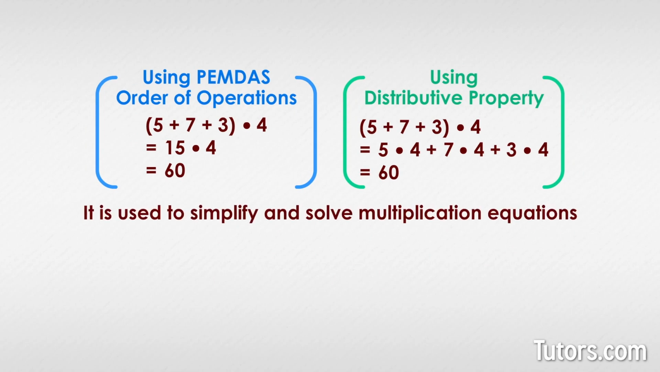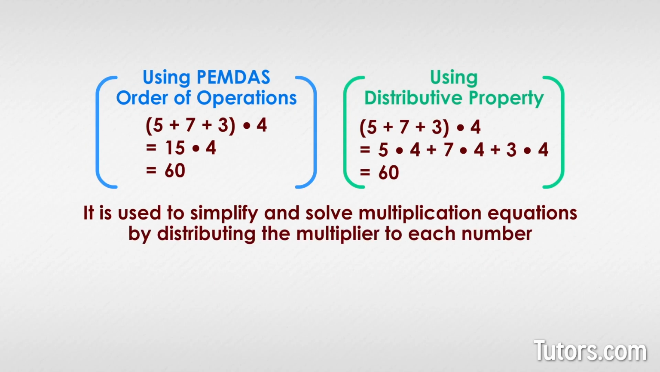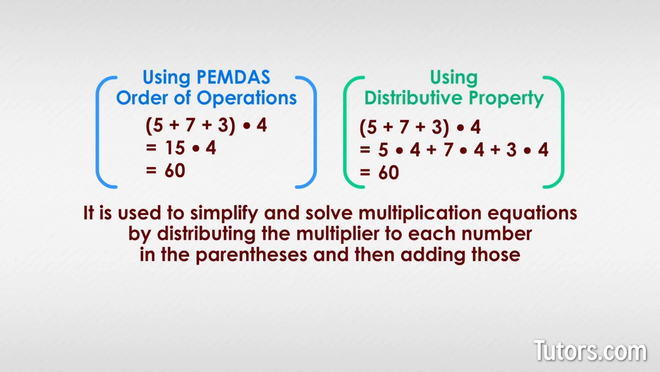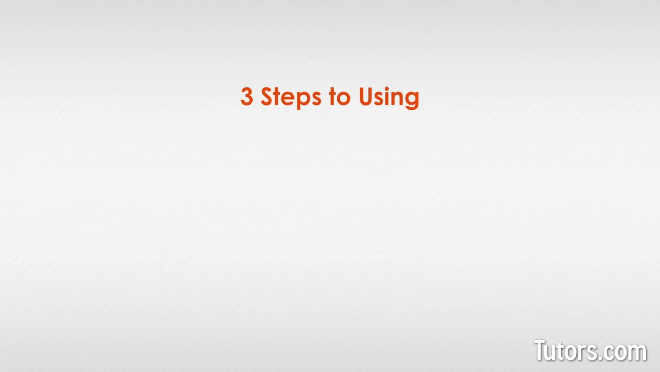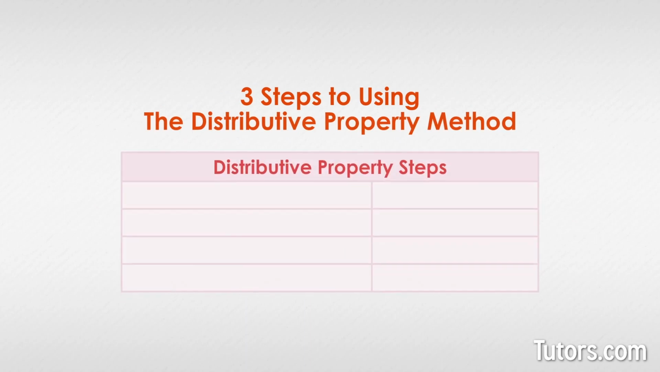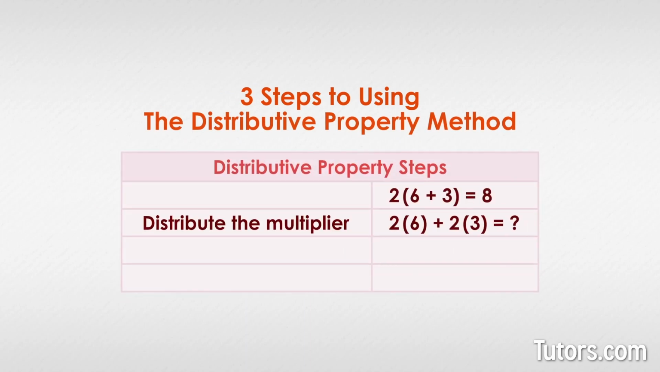It is used to simplify and solve multiplication equations by distributing the multiplier to each number in the parentheses and then adding those products together to get your answer. There are only 3 steps to using the distributive property method to solve equations.